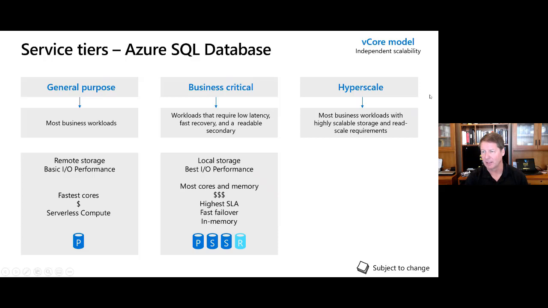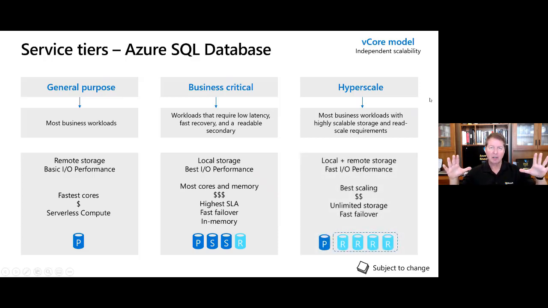What about this hyperscale thing? This is really important. It's going to use a combination of local and remote storage to give you fast IO performance, but the best scaling, and that's one of the big promises of hyperscale, and unlimited storage.